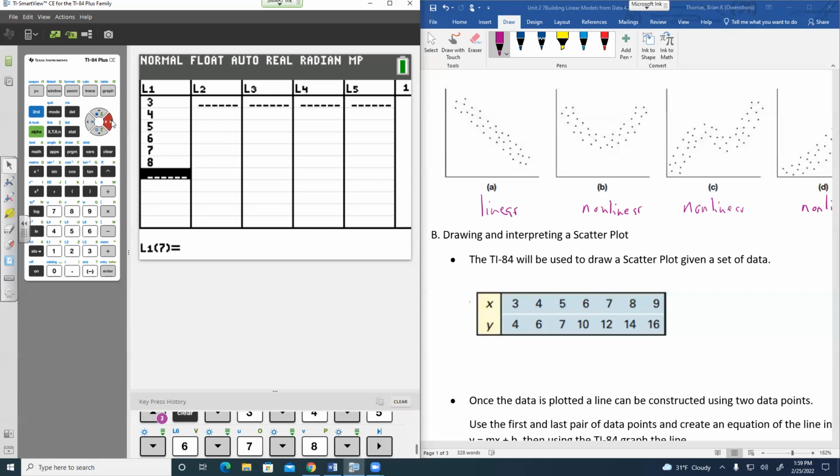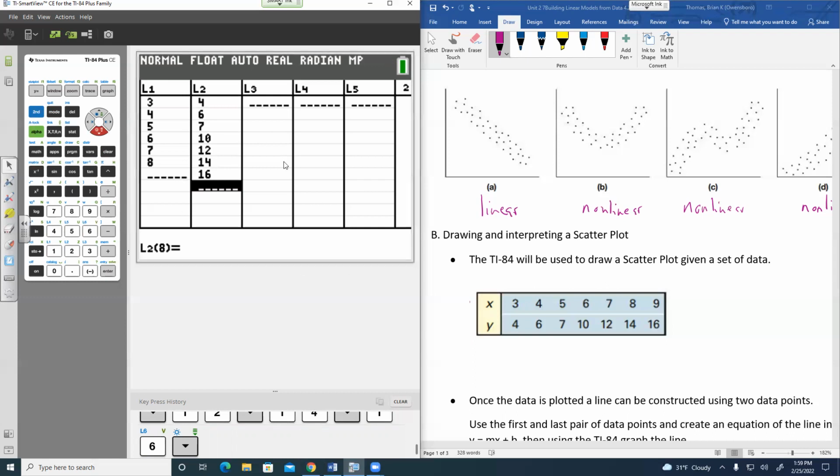That looks good. Now let's slide over to list 2, and I'm going to list the Y list. So this is going to create the ordered pairs in this area. So we have a 4, down arrow, 6, down arrow, 7, down arrow, 10, down arrow, 12, down arrow, 14, down arrow, 16, down arrow. So I've got my data entered, but notice how I don't have the same amount of numbers.